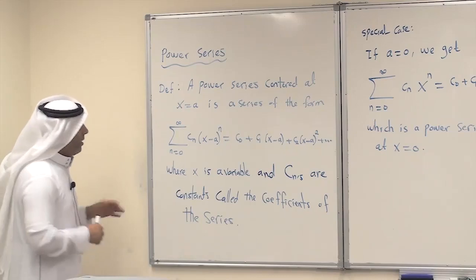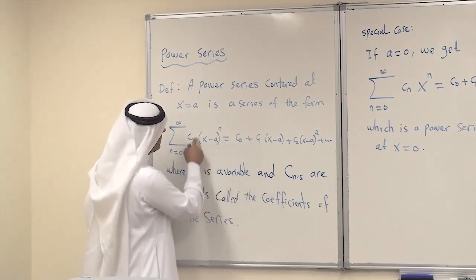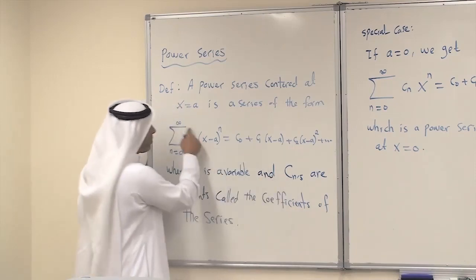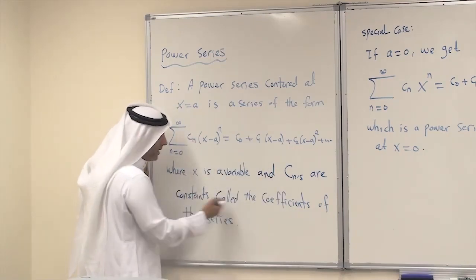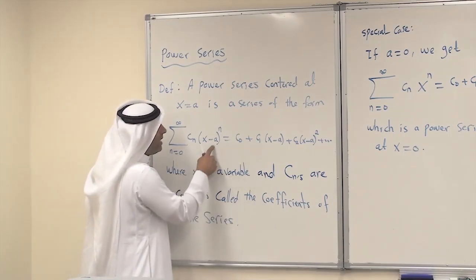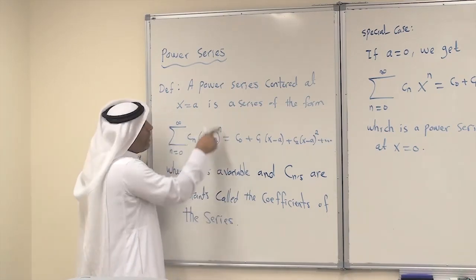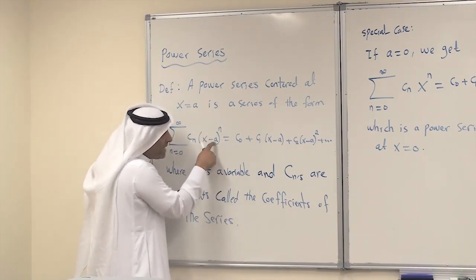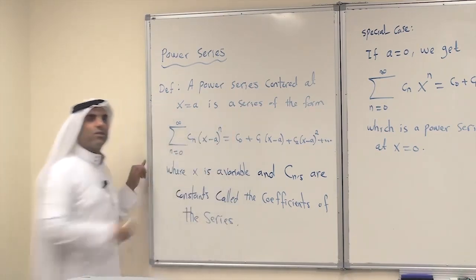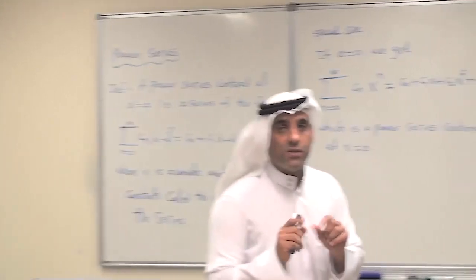Now, x is the variable. What are the cn's here? The cn's are constants, called the coefficients of the series. And of course, a here is called the center of the series. So we say this power series is centered at a. Why is it called centered at a? That will be clear when we discuss the convergence of the series.